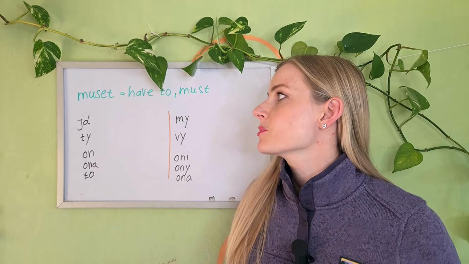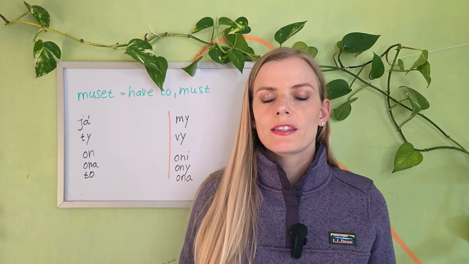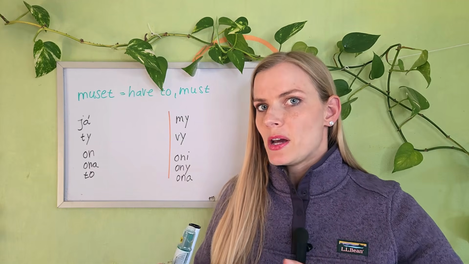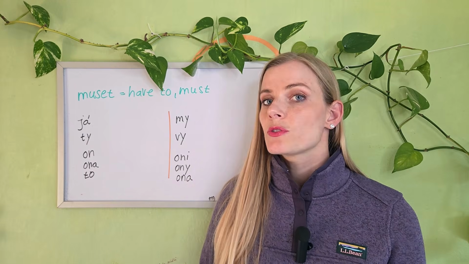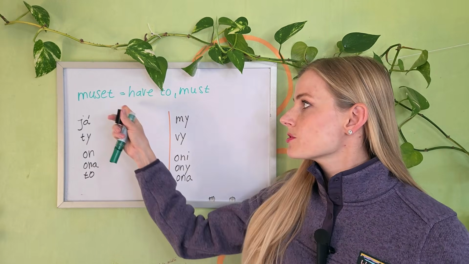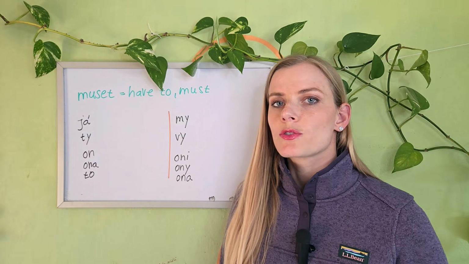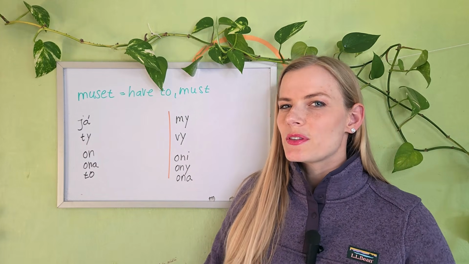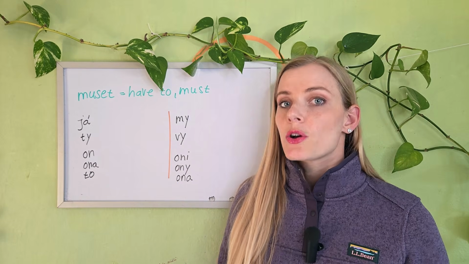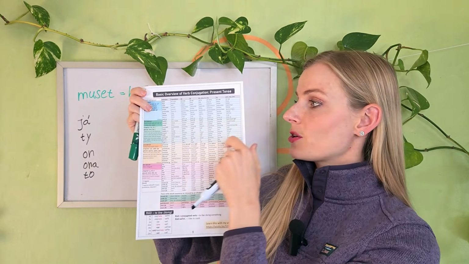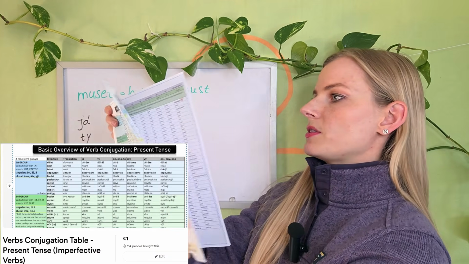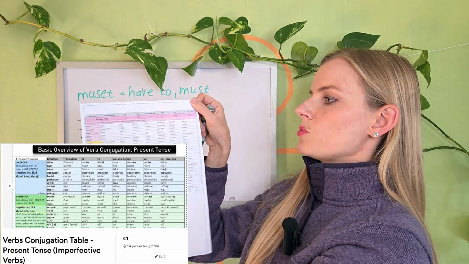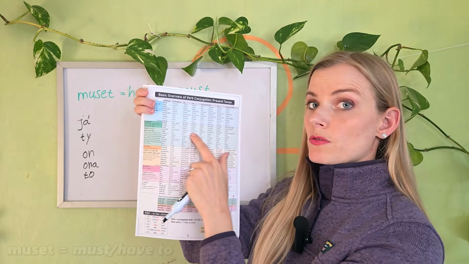We are going to start with muset. Muset is have to and must. First, I want to go over the conjugation in the present tense. So how to say I have to. I used green color because this belongs to the green group, the second group when it comes to the conjugation. You can find this color coding and this particular worksheet on Buy Me a Coffee. You can see the different verbs divided into groups. This belongs to the green group.